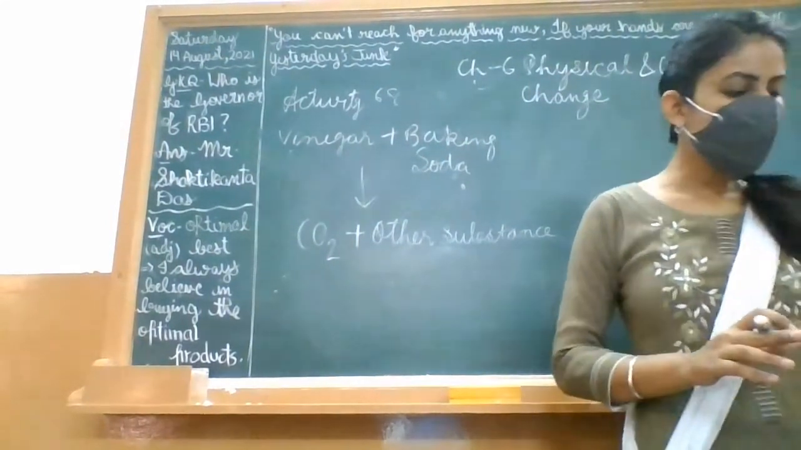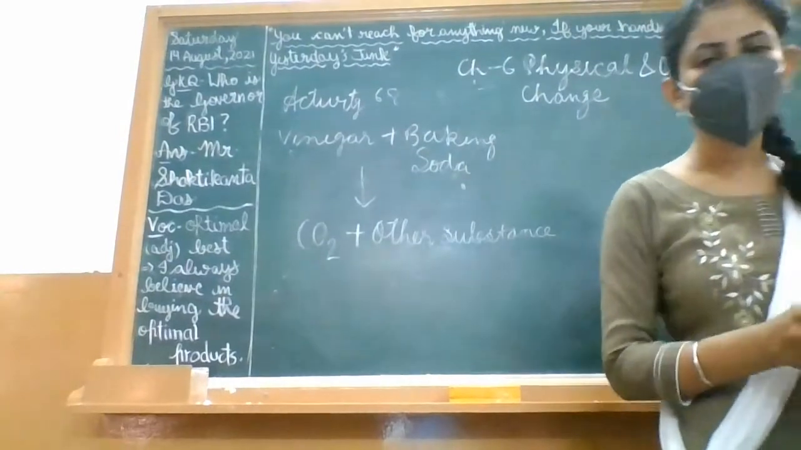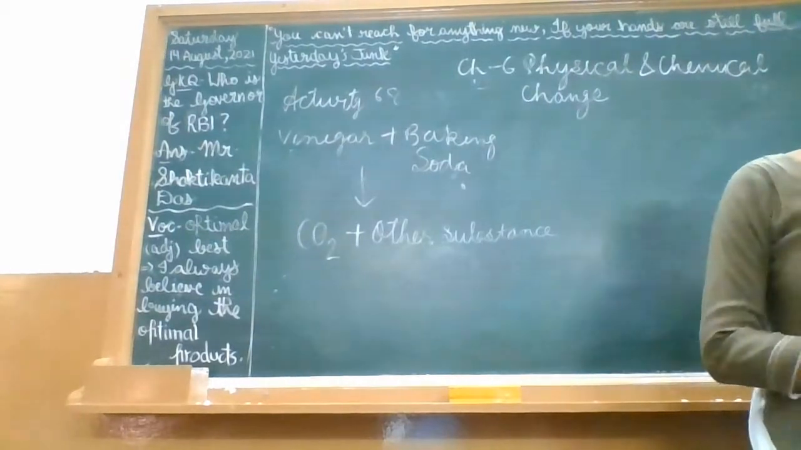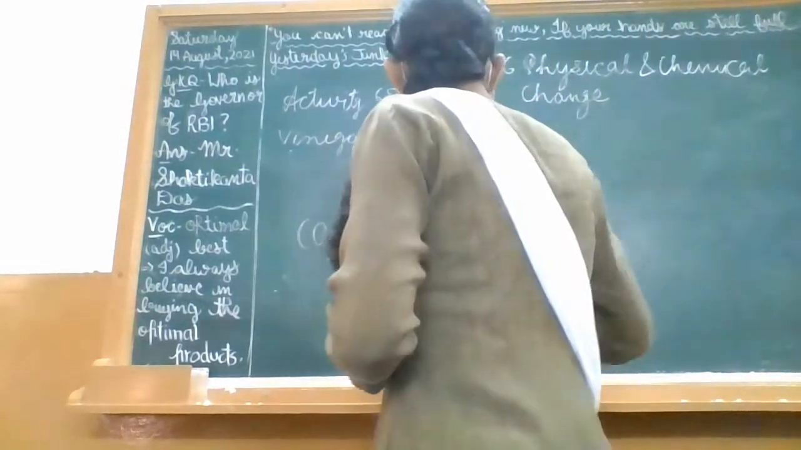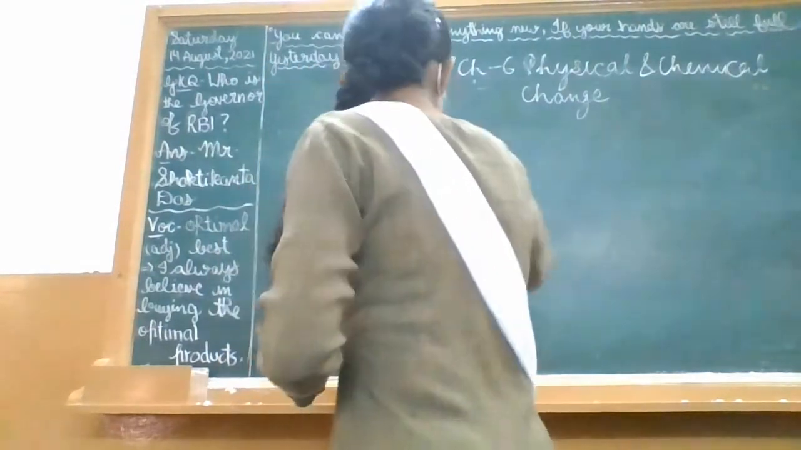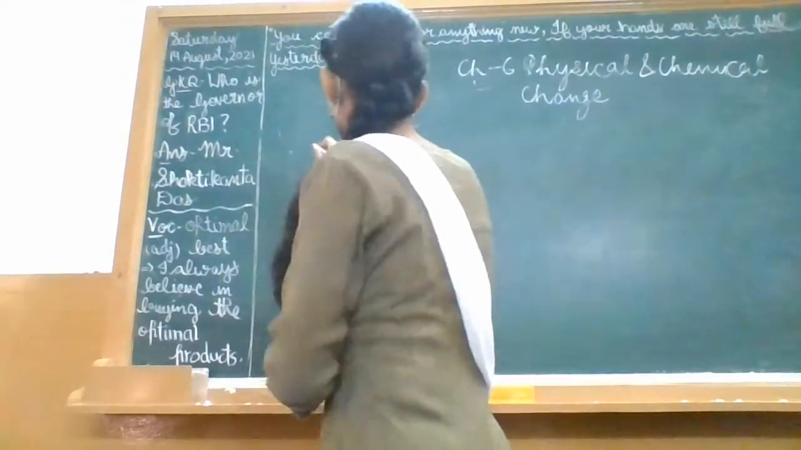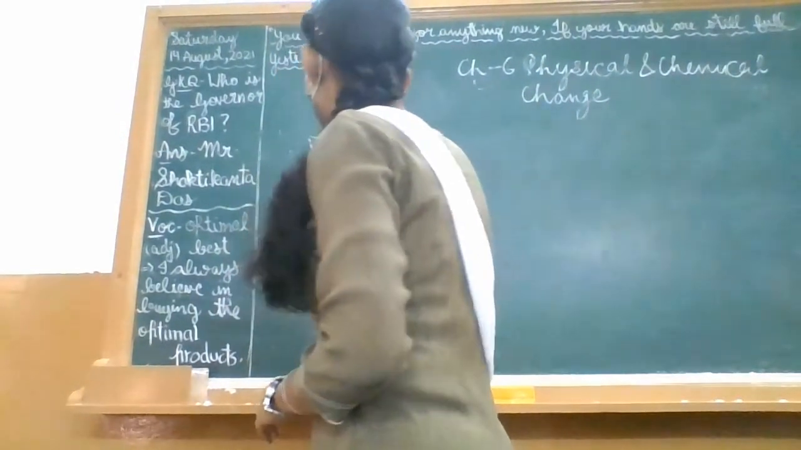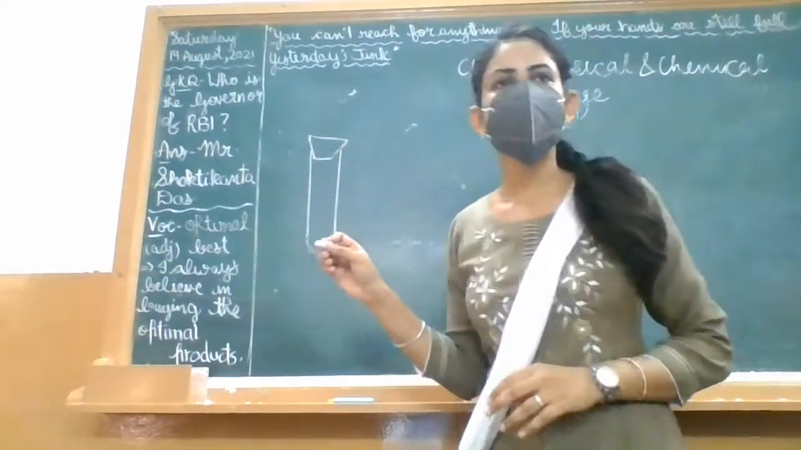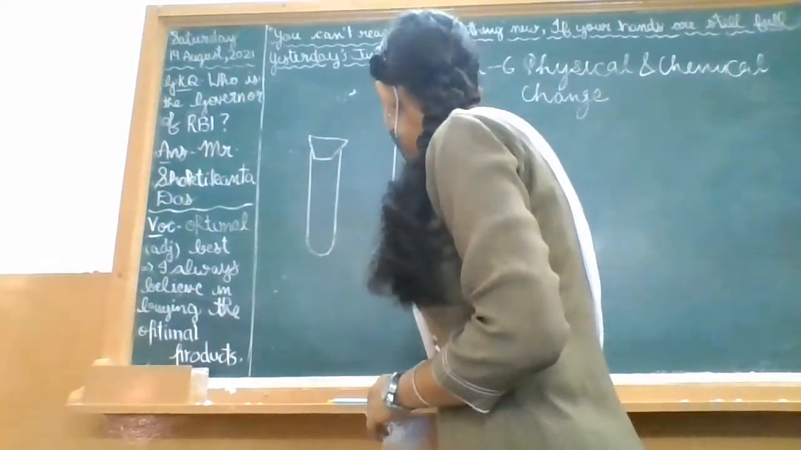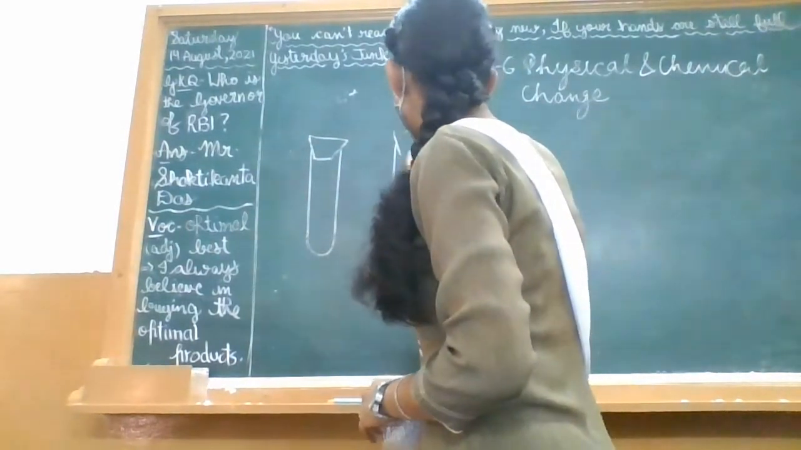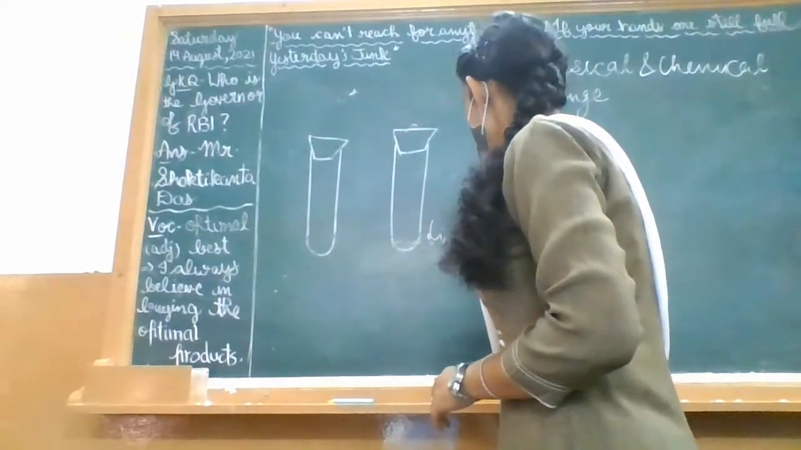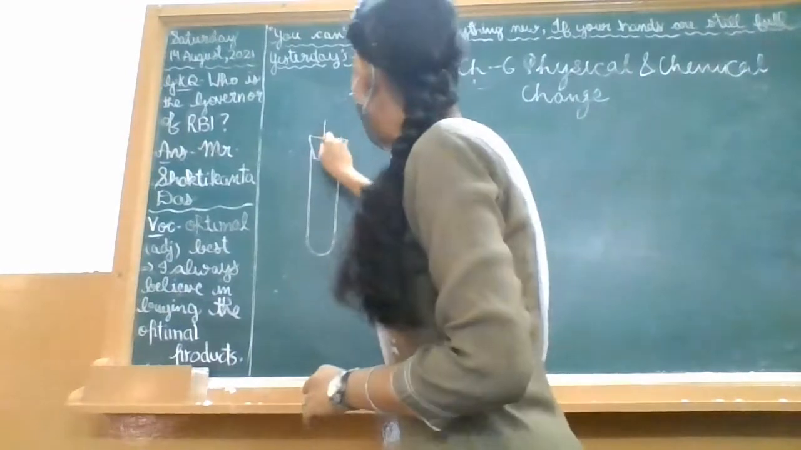Okay, and now coming to page number 62. Please open page number 62. So in this setup, we will take a test tube and we will put a cork on it. Okay, and in the second test tube, we will take lime water, and a delivery tube.